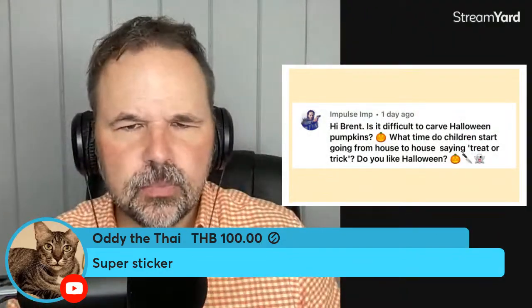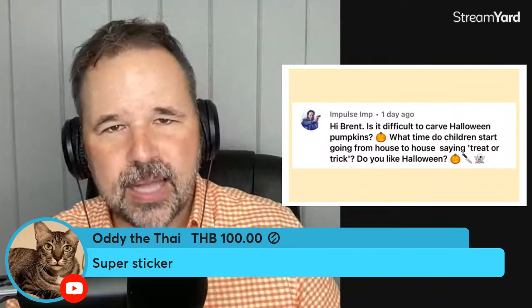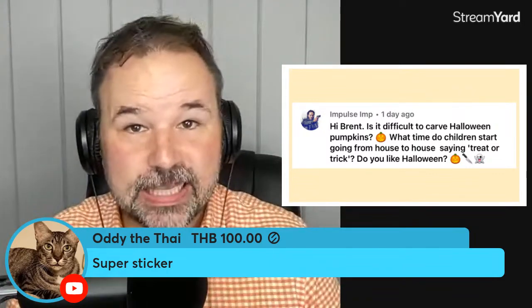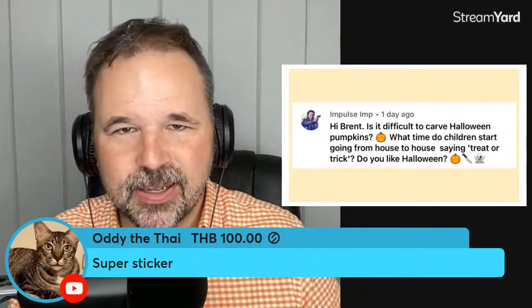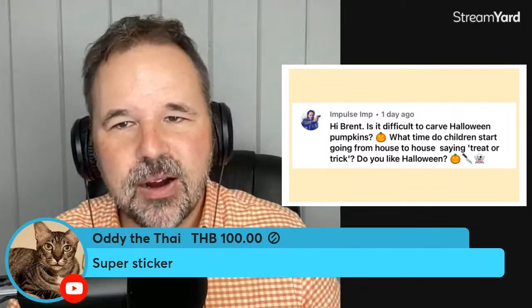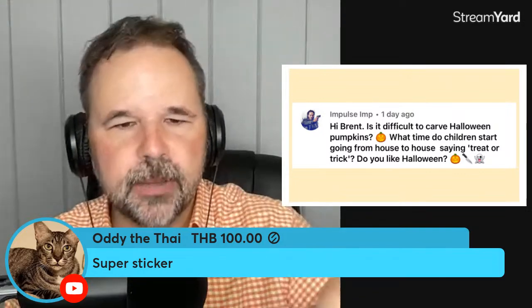So Impulse Imp was asking, is it difficult to carve Halloween pumpkins? My answer is yes. You need a really sharp knife to carve a pumpkin. I have never cut myself carving a pumpkin, but usually what I do is I take newspaper, and I spread it out on the table, because carving a pumpkin can get really messy. So I get my sharp knife and I cut around the top and I pull off the stem.